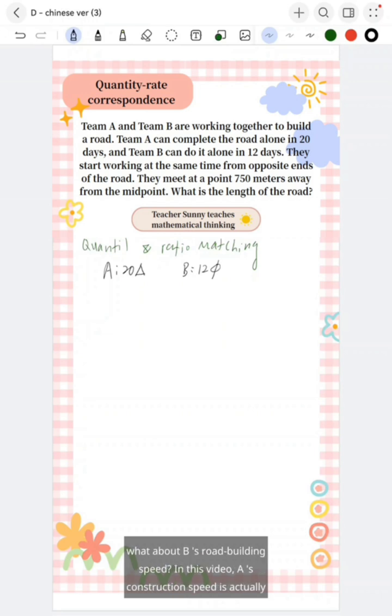In other words, what about B's road building speed? B's construction speed is actually faster. Each day, their individual workload is much greater. That's quite clear. Once we have clarified this important point, let's move on and take another look.